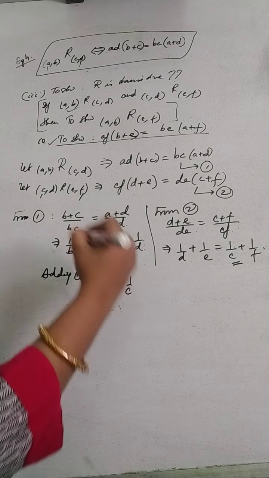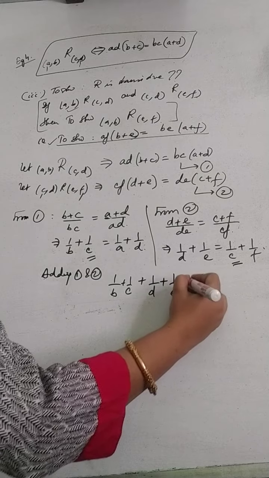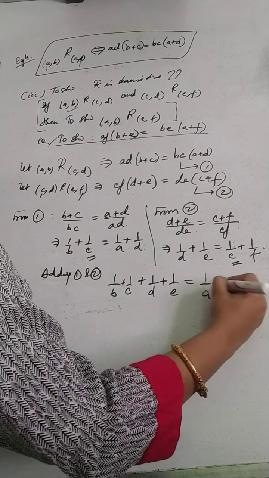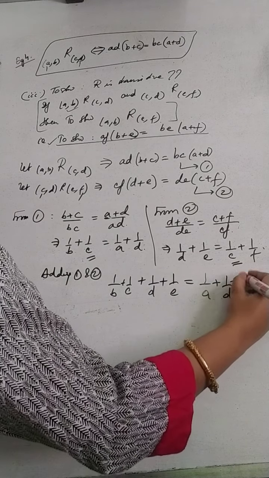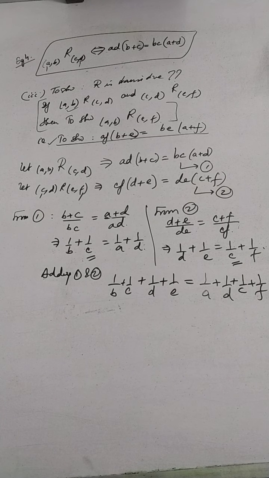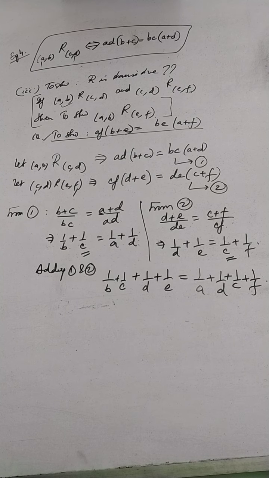1 by B plus 1 by C plus, left hand side, 1 by D plus 1 by E. This is adding the left, adding the right. 1 by A plus 1 by D, I hope you can see, yes, plus 1 by C plus 1 by F. This is what I have. Okay, so therefore, what do I get?